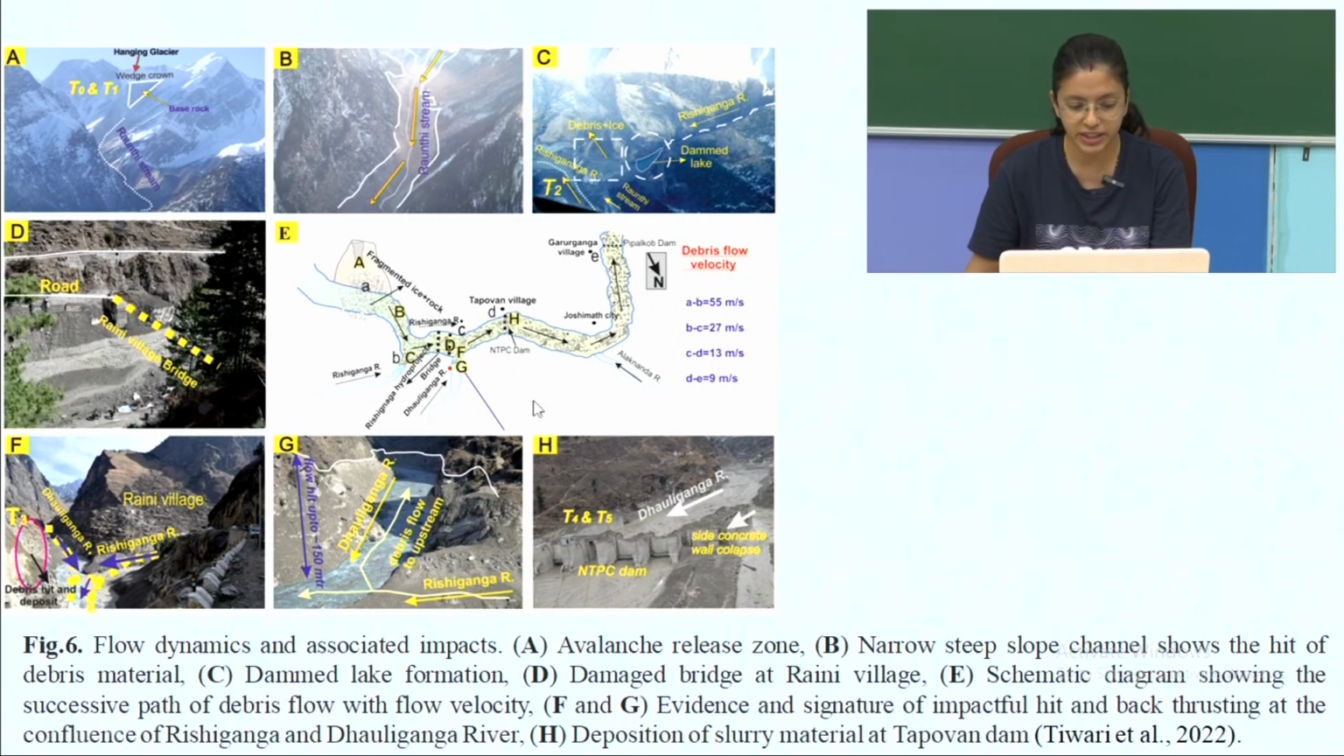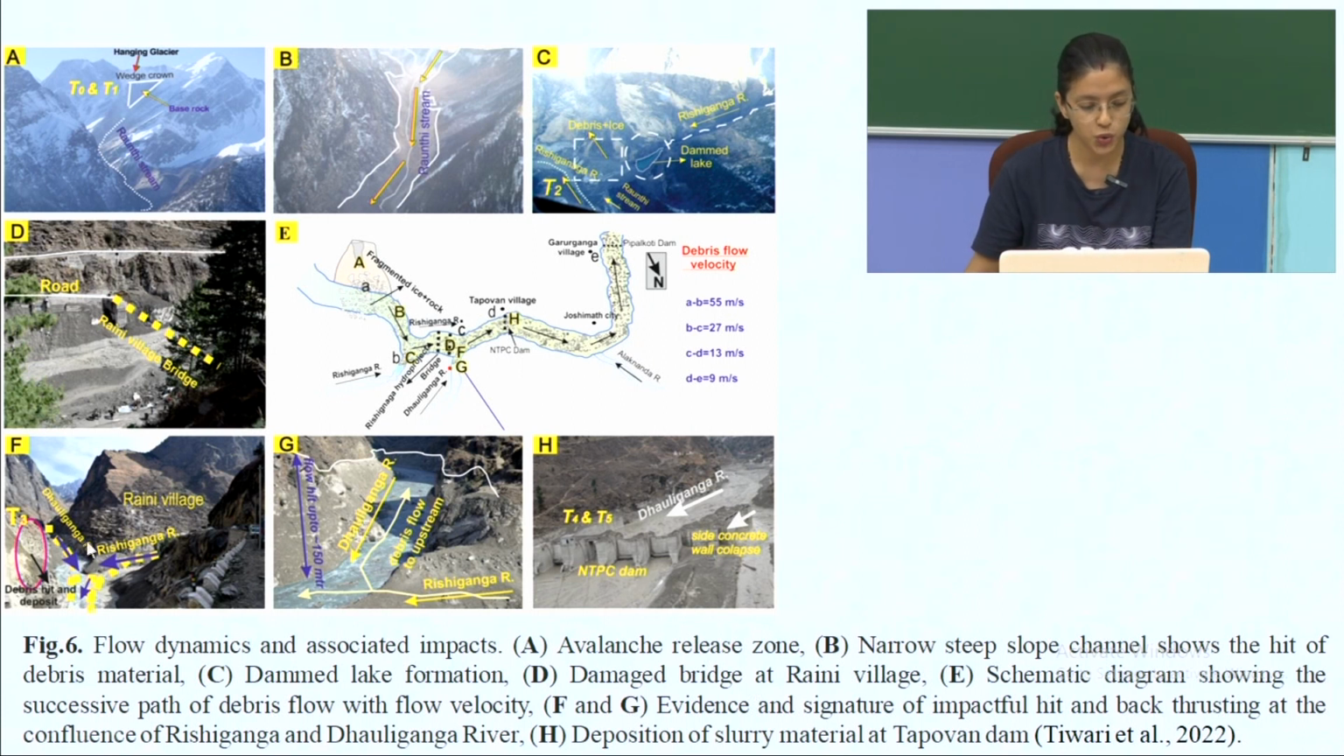This is the schematic diagram showing different velocity speeds. From A to B, it was 55 meters per second. Moving from B to C, it decreased to 27 meters per second. From C to D, it reduced to 13 meters per second. And later from D to E, it came down to 9 meters per second downstream.